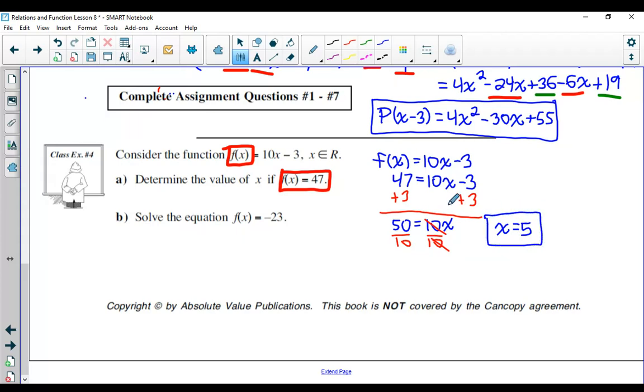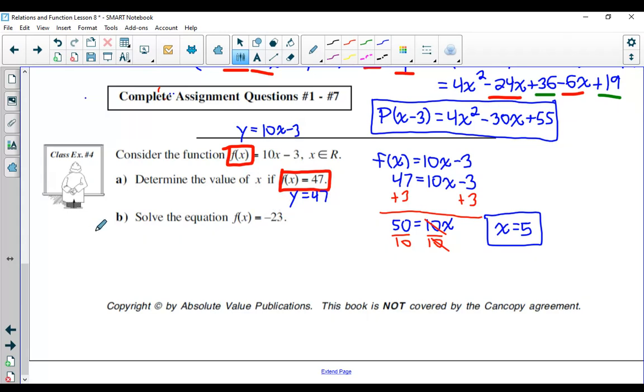So it's just the opposite thing we're doing. Instead of subbing in a value of x, we're replacing f of x, okay? Just remember too that f of x is the same thing as y. So really what we have here is an equation y is equal to 10x minus 3. And what it's telling you to do is sub in y equals 47 and then solve for x. Okay, so solve the equation when f of x is negative 23.